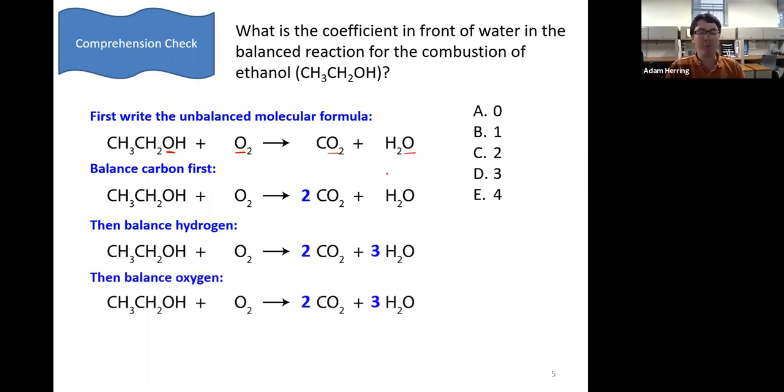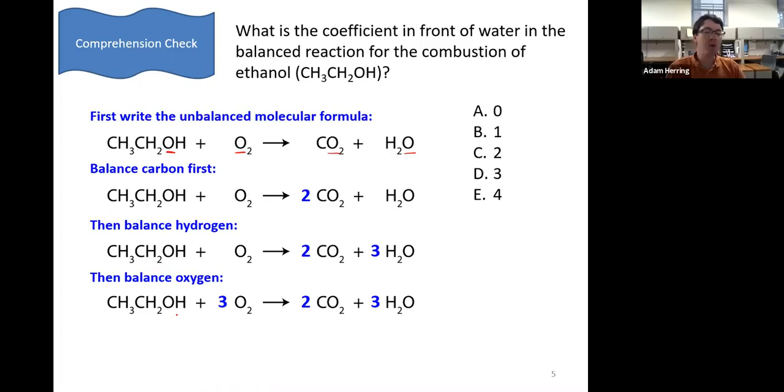The last step would be then to balance oxygen. Now notice that by adding in the coefficients in front of carbon dioxide and water, we've changed the number of oxygen atoms on the product side. This is why it would be difficult to balance oxygen earlier. So now what we see is that we have 4 oxygens from the carbon dioxide, 3 oxygens from the water, and on the reactant side, we have 2 oxygen from the oxygen molecule and then 1 oxygen from the ethanol. So in order to balance, we need to put a coefficient of 3 in front of the oxygen molecule.